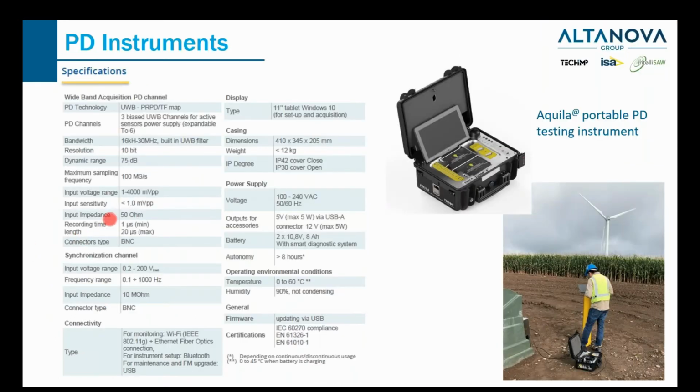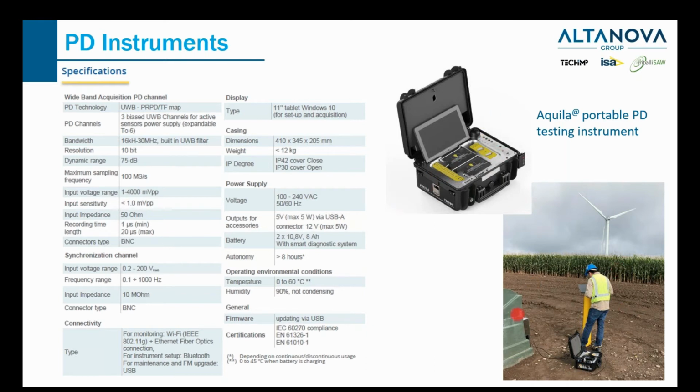And PD instruments. Aquila portable PD testing equipment, we have a couple of choices. We have 3 series. So this is the most common one that can be used in on-site tests. It's a portable unit with battery power. 2 batteries can last up to 12 hours. And it has Bluetooth and Wi-Fi connection.